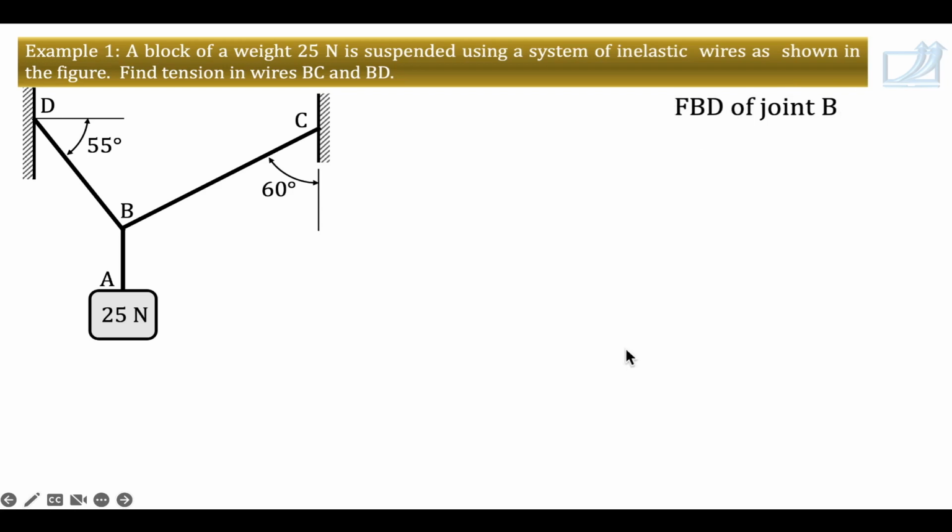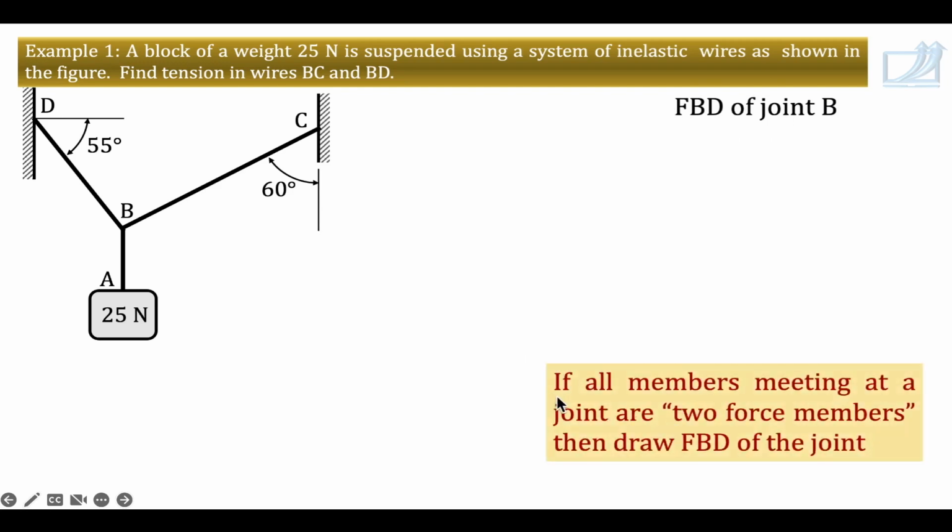So most important thing is, in this problem, what is there that suggested you to draw free body diagram of joint B? So remember this statement, note it down as a point to remember. If all members meeting at a joint are two-force members, then draw FBD of the joint. So watch here, at joint B, the three members meeting here are BC, BD and BA. So let's draw FBD of joint B.